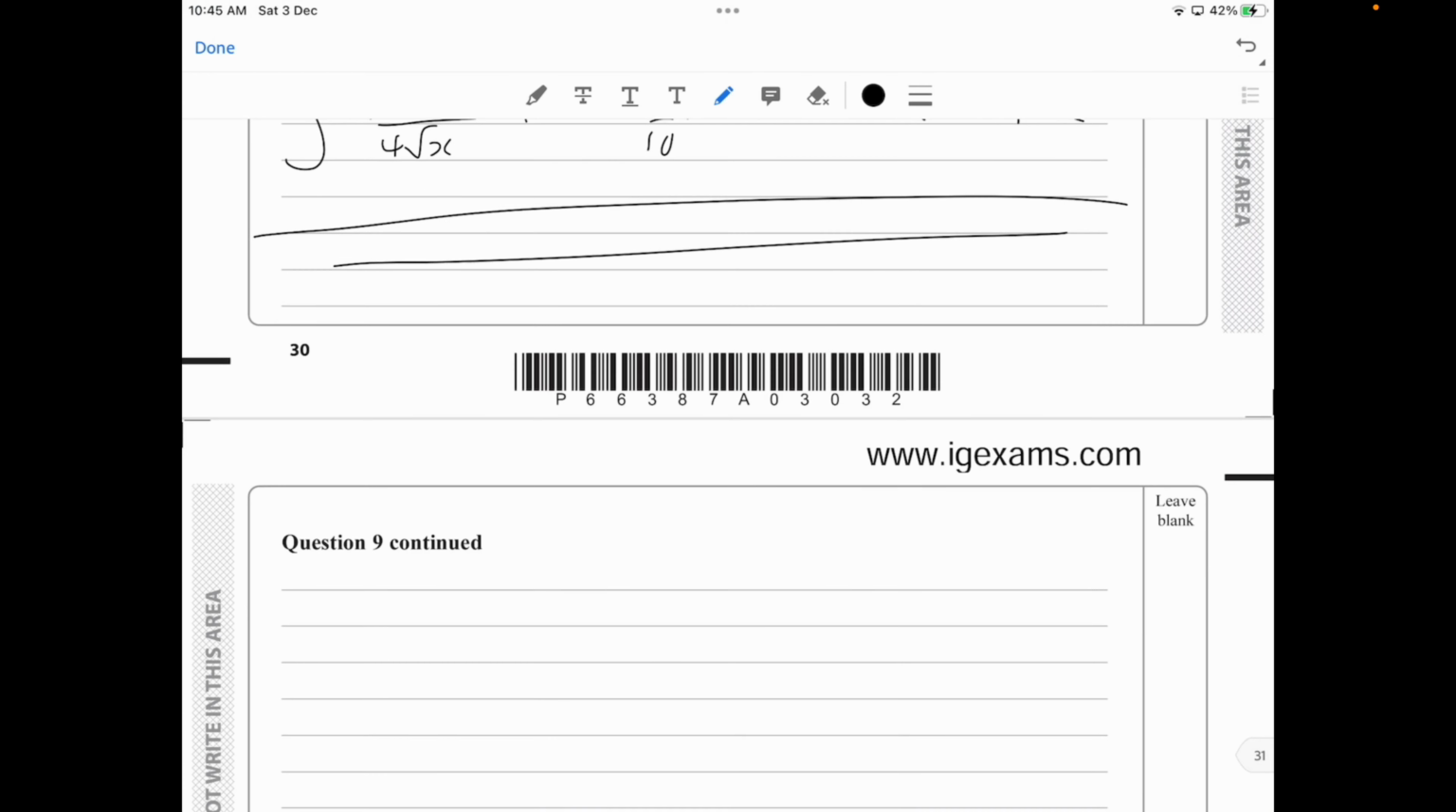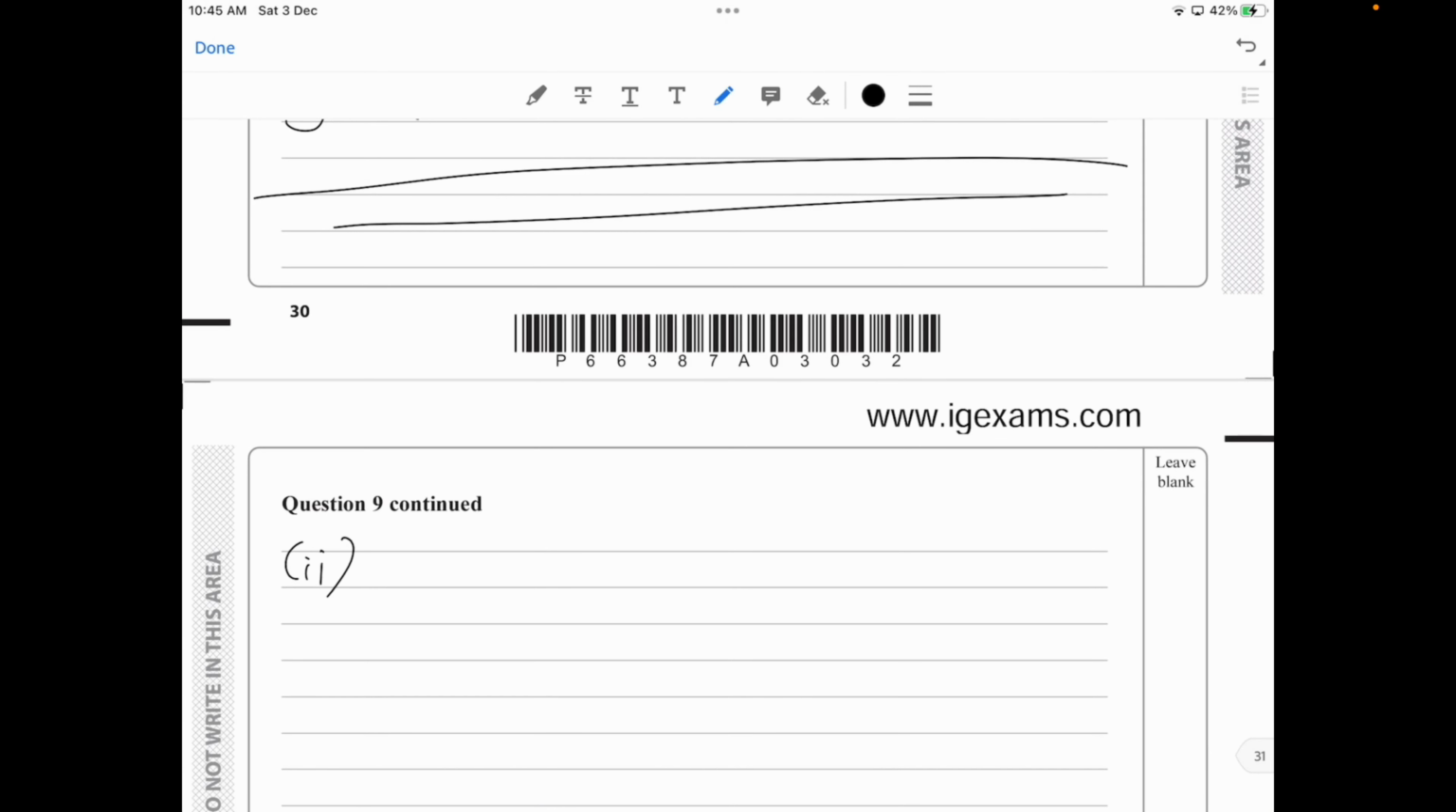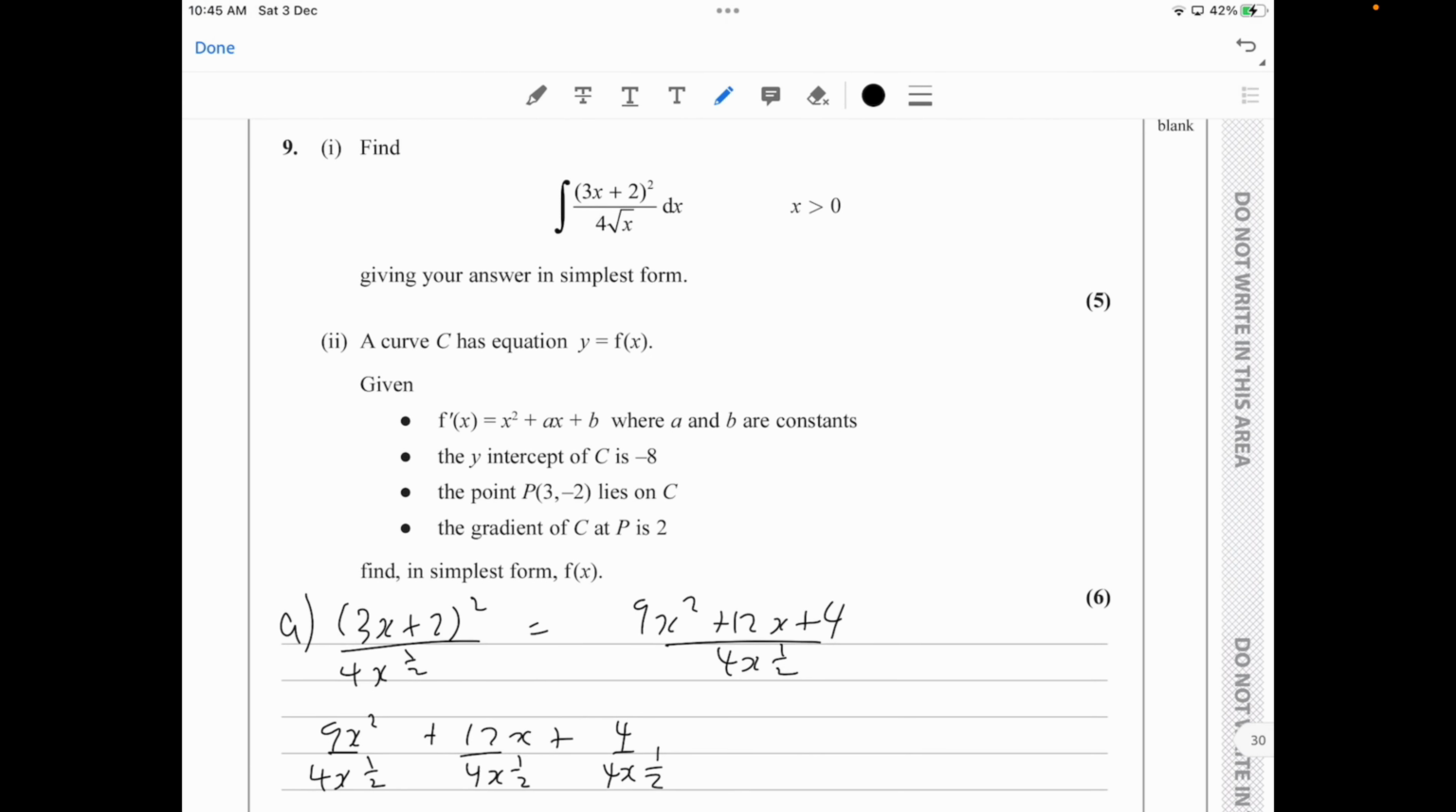All right, let's move on to the second question, part 2. What does part 2 state? Part 2 states that curve c has equation y equals f of x. Given that f of x is equivalent to x squared plus ax plus b, where a and b are constants, the y-intercept of c is given to be about negative 8. Point p is also given, and the gradient of c is given.